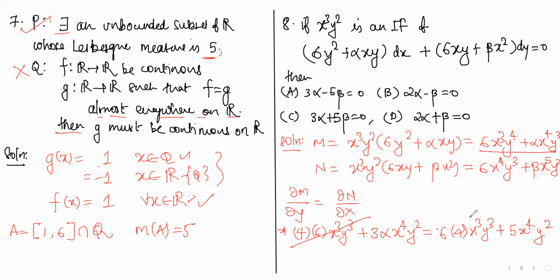And we see these things getting cancelled. I'm sorry, this is beta. There is beta. I forgot to write here 5 beta. And if you notice these two very clearly, then this also gets cancelled. You get nicely 3 alpha equals 5 beta, making option A true.